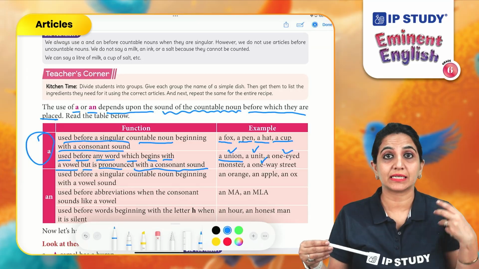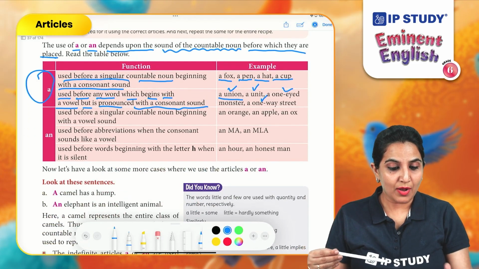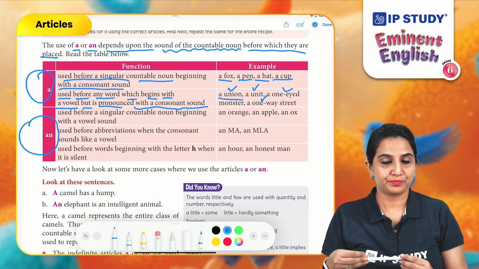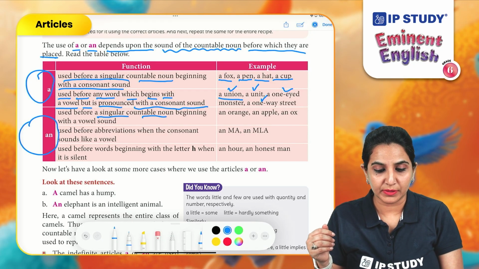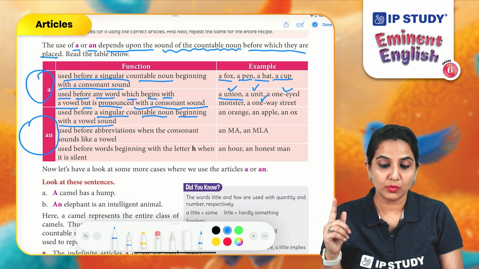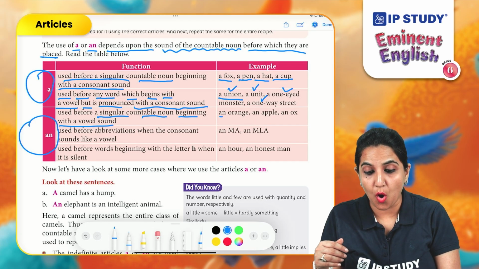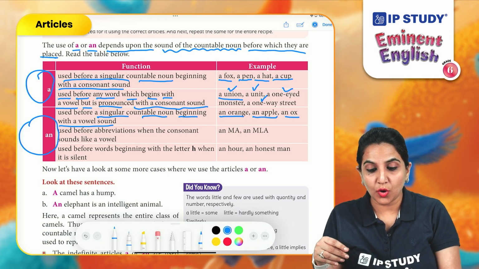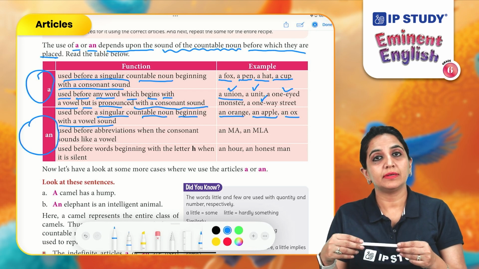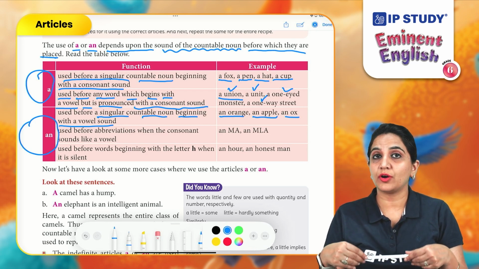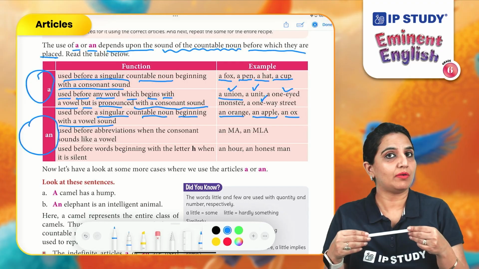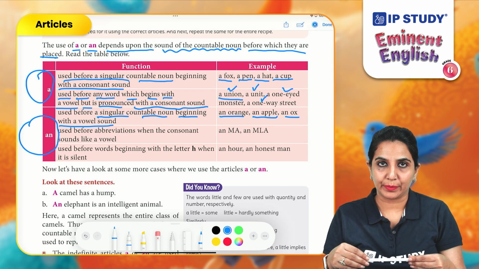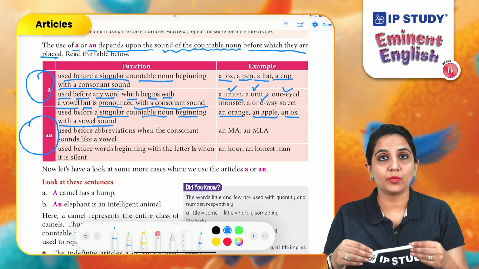Therefore, we use article a with them. Now, as I told you earlier, article an is used before a vowel sound. It is used before a singular countable noun beginning with a vowel sound. An orange, an apple, an ox. All of these three words are singular, they are countable, we are not referring to something specific, and they have a vowel sound as well. Like ox, orange, apple. Therefore, we use article an with them.